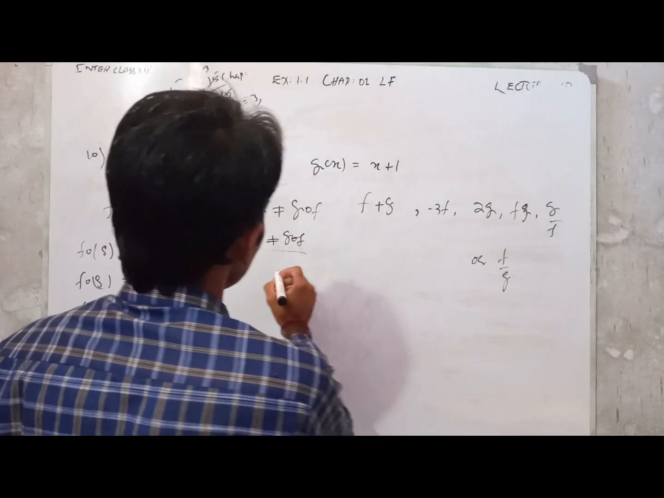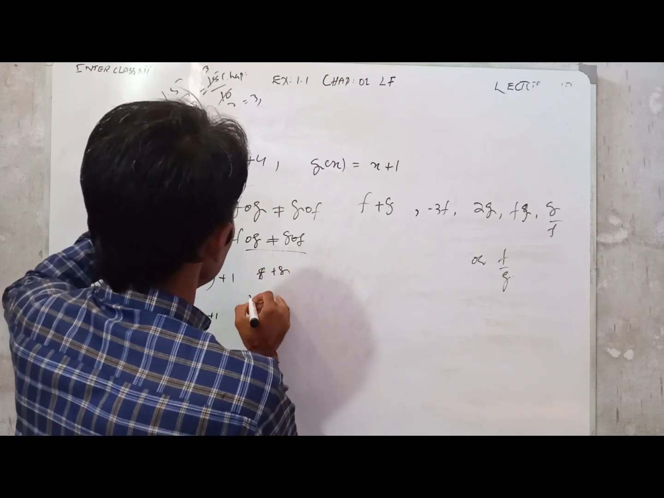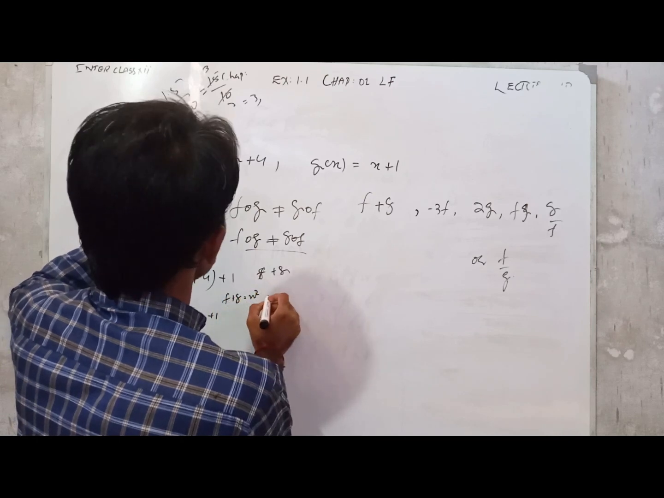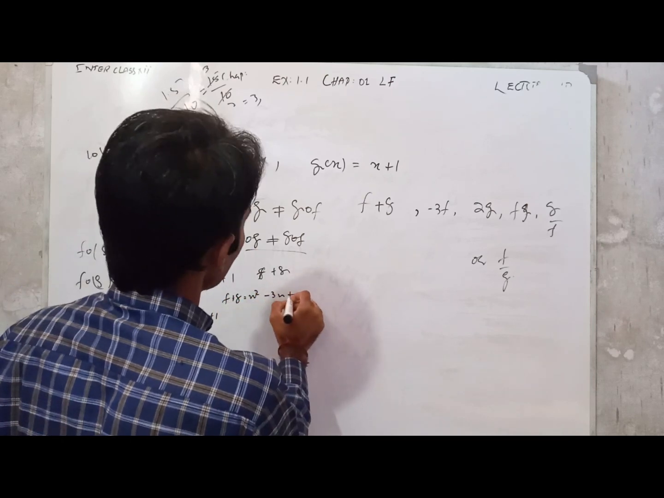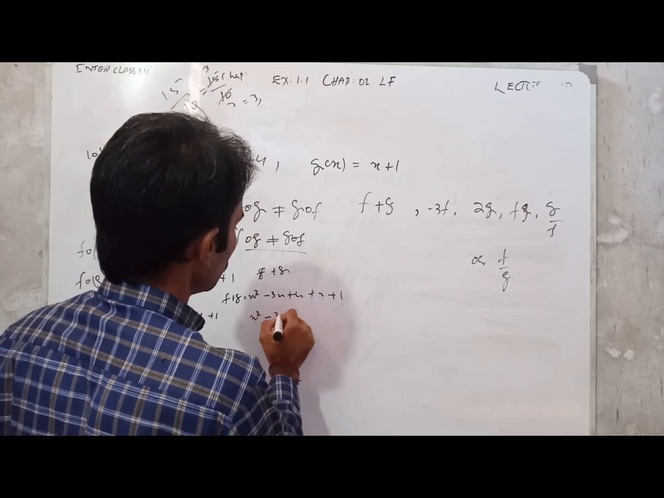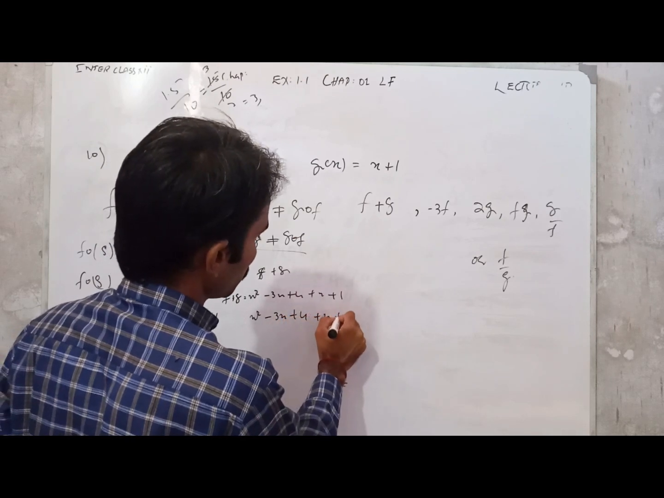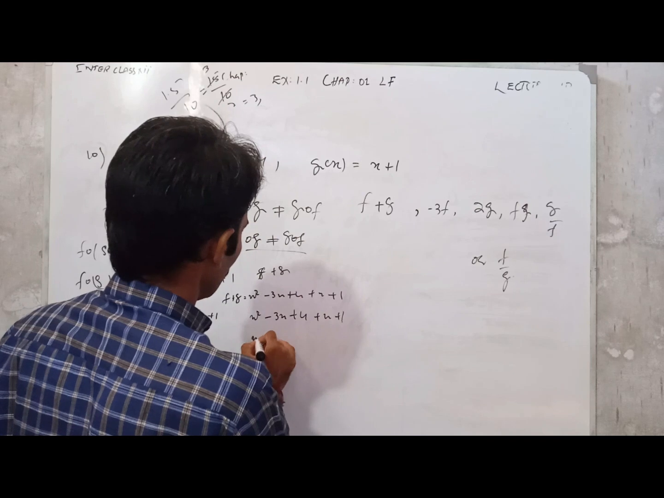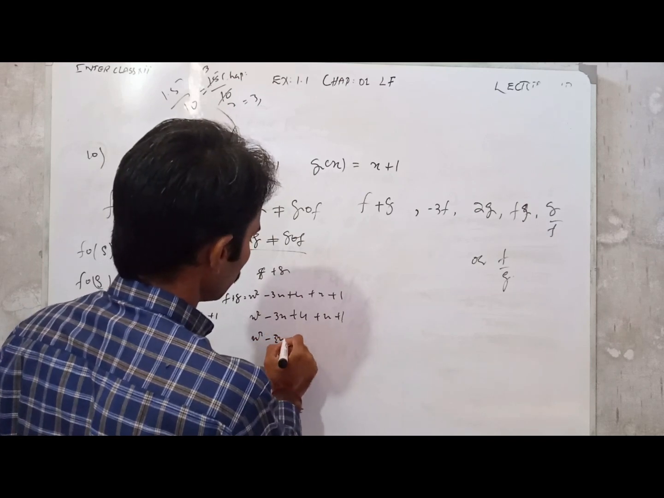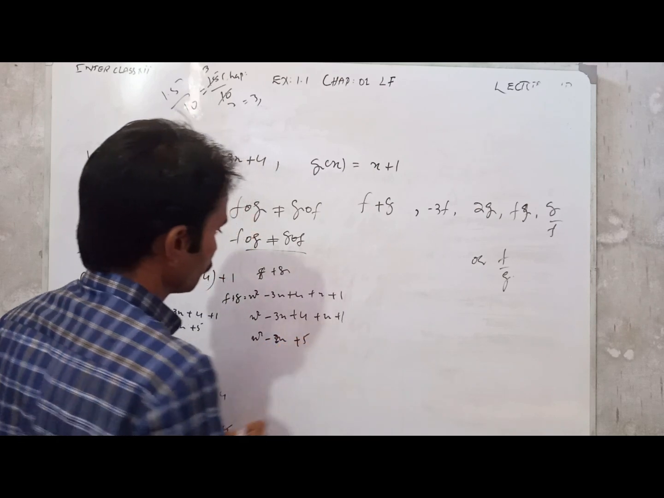Now we will find f plus g. So we just add both functions. f plus g is equal to x square minus 3x plus 4 plus x plus 1. So x square, minus 3x plus x, which is minus 2x, plus 4 plus 1, which is plus 5.